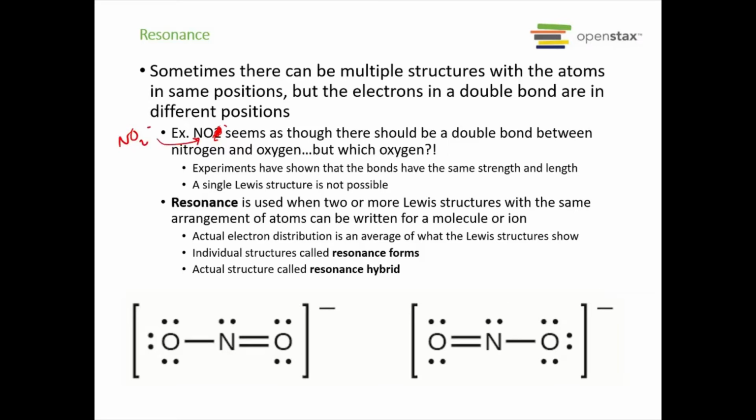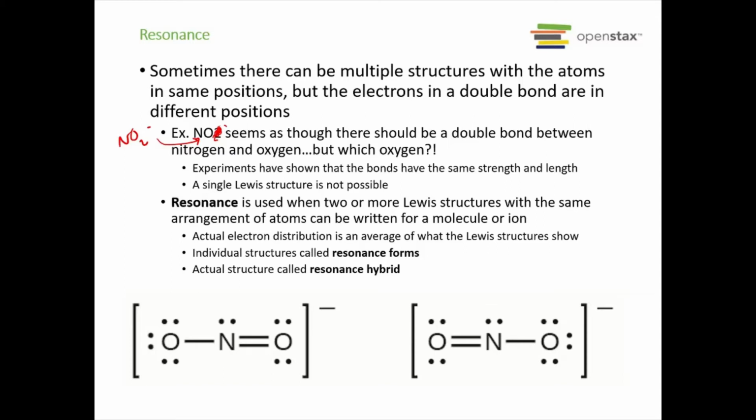So, if I were to ask the class and have everybody draw me the structure of NO2 minus, I'd probably get a pretty even distribution of the double bond being on the right versus being on the left. Experiments for this molecule have shown that the bonds actually have the same strength and length. A single Lewis structure then is not possible. So these bonds end up actually being identical.